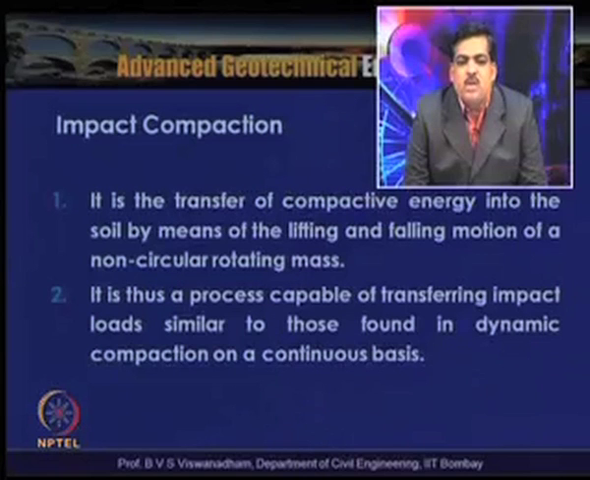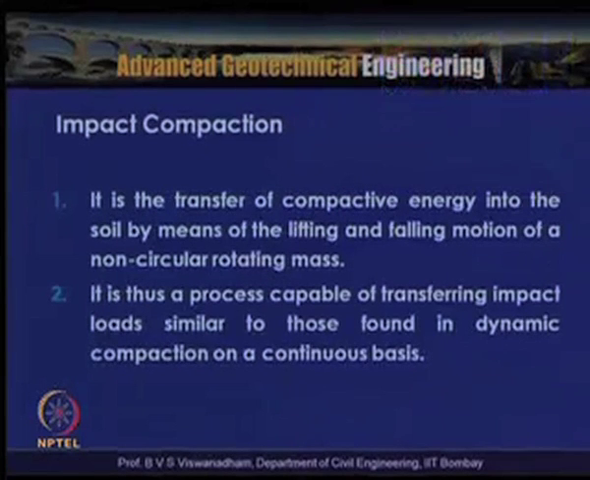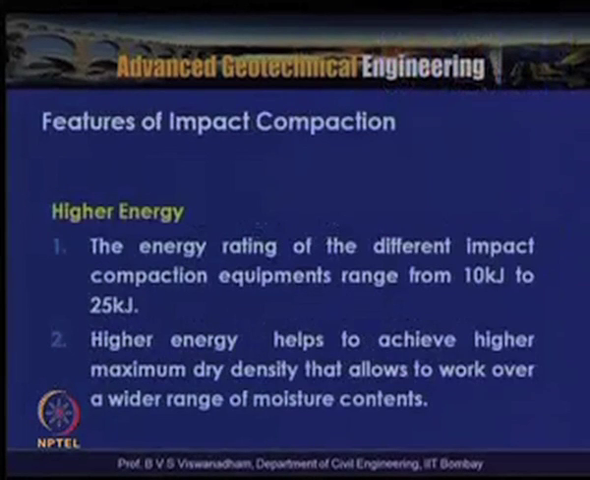So impact compaction is the transfer of compactive energy into the soil by means of the lifting and falling action of a non-circular rotating mass. The features include that the energy rating of the different impact compaction equipment ranges from 10 kilojoules to 25 kilojoules, and higher energy helps to achieve higher maximum dry density, which allows work over a wide range of moisture contents.